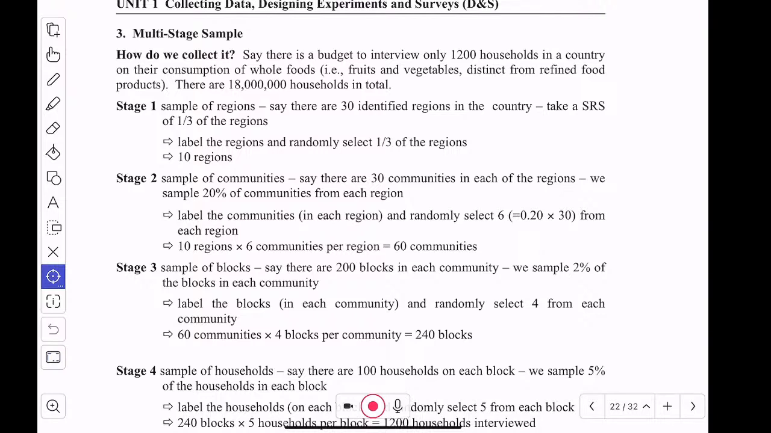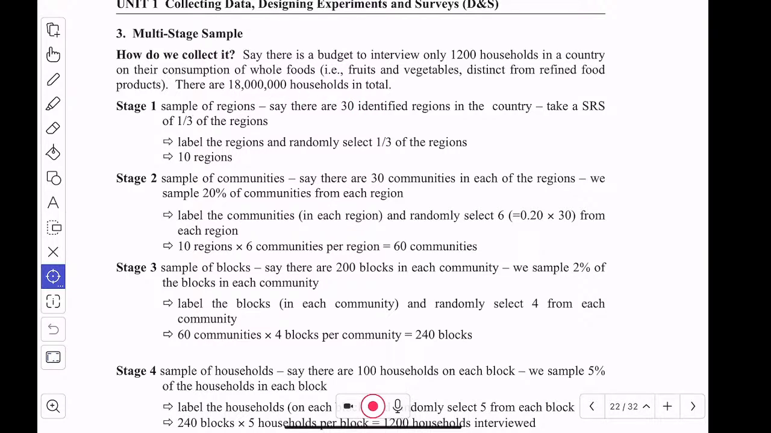All right, so just to give you an example, say there is a budget to interview only 1,200 households in a country on their consumption of whole foods like fruits and vegetables, as opposed to refined and processed products. Say in this country there are 18 million households in total, so we have a rough idea of the total, but getting a list of all those households is quite costly and maybe not worth it if we can collect a sample. You can avoid making a list of 18 million.